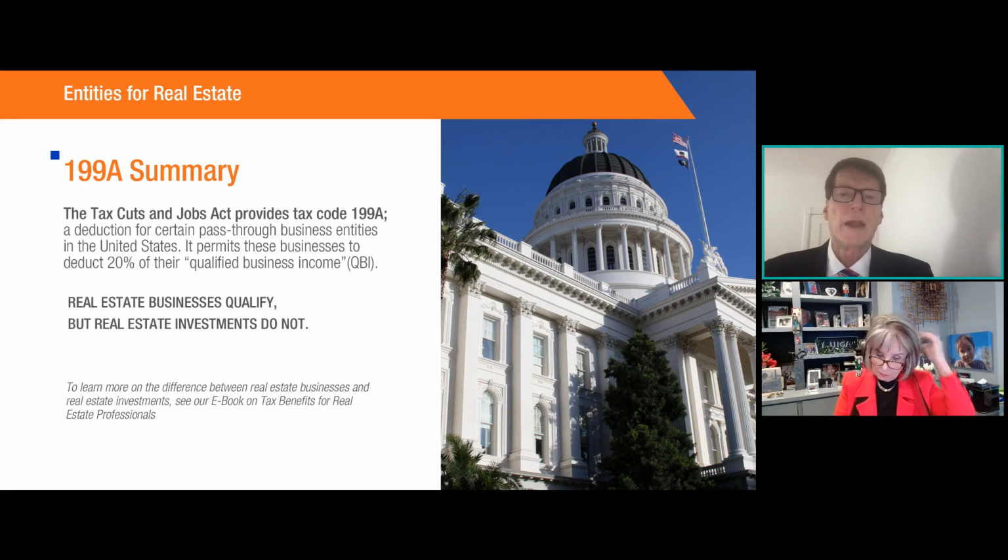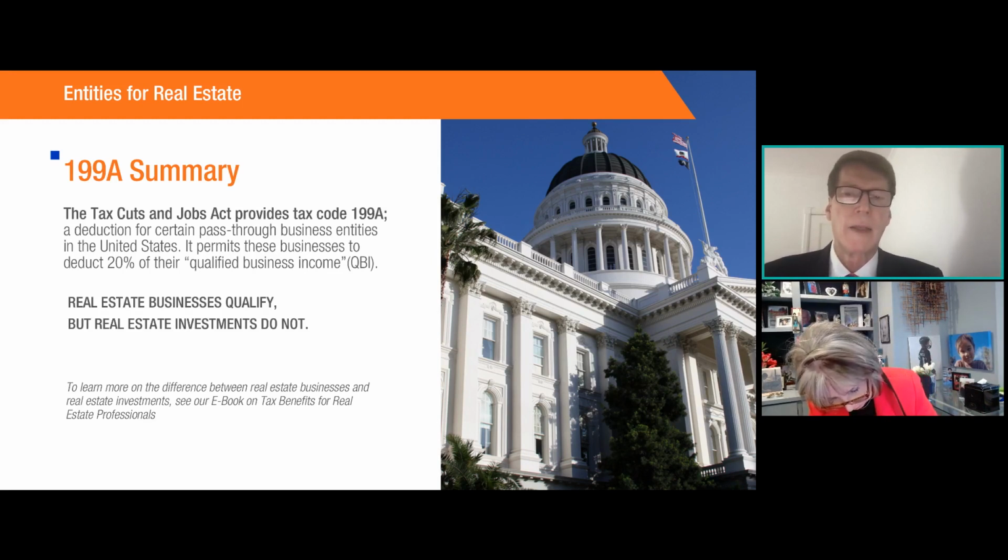And what I'll say with real estate is real estate businesses qualify, but real estate investments don't. You say, okay, Steve, wise guy, what's the difference between a real estate business and a real estate investment? Now, again, with most of these things, the lawyer's answer is, it depends on the facts and circumstances. But by way of an example, suppose you have an investment in one real property and it's a triple net lease.